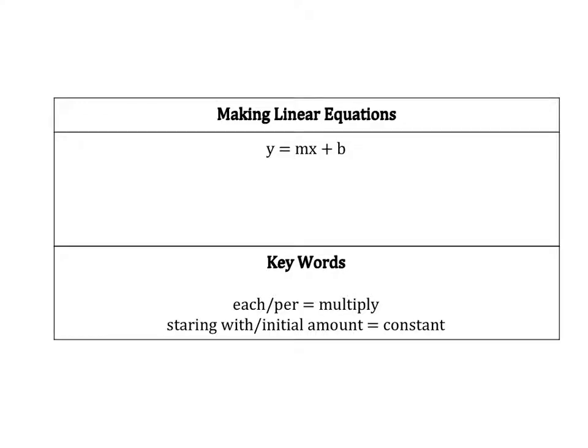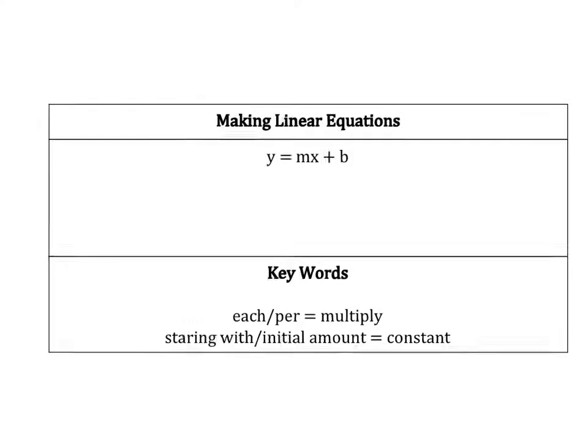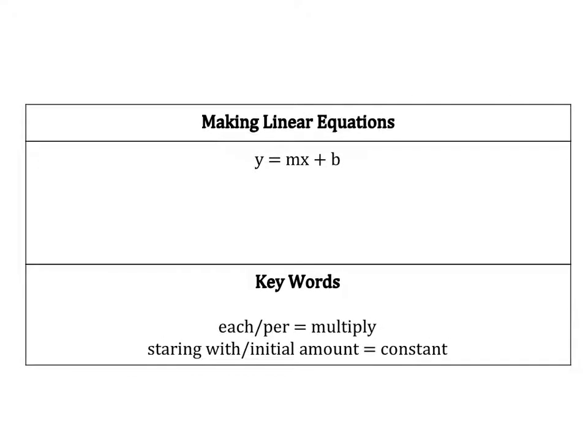Okay, so today, like I said, we're going to be making linear equations from real-life examples. So we're going to be doing this with y equals mx plus b, our slope-intercept form. So it is kind of useful to know what some of these different variables might represent. So let's start with y. So y is always going to be what we are trying to find.